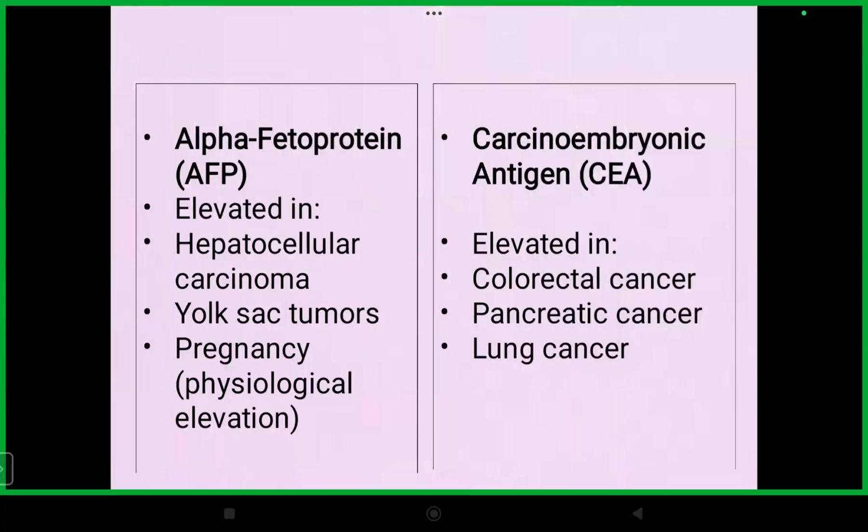So coming to two major things, that is alpha-fetoprotein and CEA. Alpha-fetoprotein is seen in hepatocellular carcinoma, that is liver cancer, and yolk sac tumors. It can also be present in a non-cancerous condition like pregnancy. That is, physiological elevation is also possible. Similarly, carcinoembryonic antigen is seen elevated in cancers like colorectal cancer, pancreatic cancer, and lung cancer. So these are the oncofetal proteins.